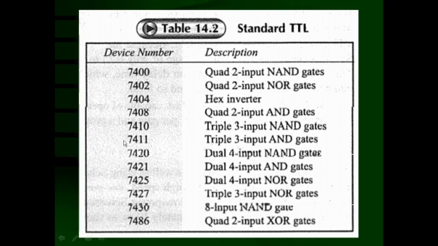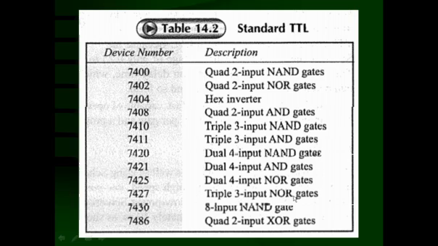Similarly, 7411 is a triple 3 input AND gate. 7420 is a dual 4 input NAND gate. 7421 is a dual 4 input AND gate. If it is a 4 input gate, each gate requires 5 pins because of 4 inputs plus 1 output. So 5 pins will be required. You have only 12 pins in total, so only 2 gates can be accommodated. That's why it is called dual. So this is the nomenclature.